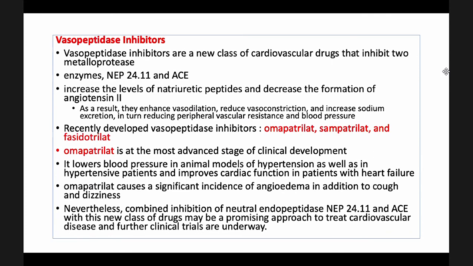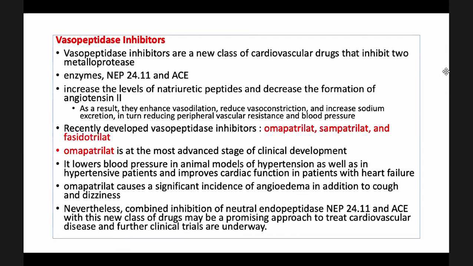So what you have newly are the vasopeptidase inhibitors, and these are your omapatrilat, your sampatrilat, and your fasidotrilat. Your omapatrilat is at the most advanced stage of clinical development. They are all under investigation.